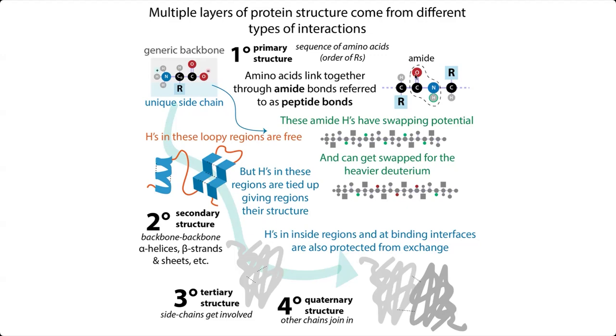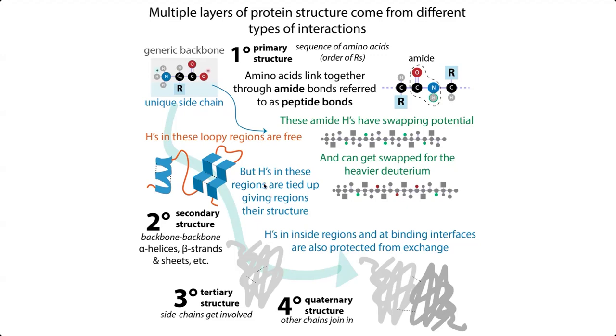You also have a lone pair on the oxygen, so the oxygen from one amide bond, one peptide bond, can form hydrogen bonds with the hydrogen on a nitrogen in another part of the protein or another chain of a protein, and this can lead to hydrogen bond formation. Keep this in mind because that's going to kind of prevent this hydrogen from being swapped out.